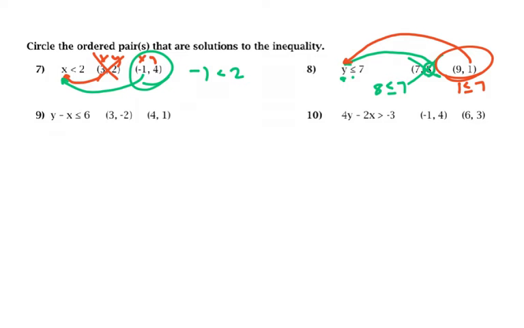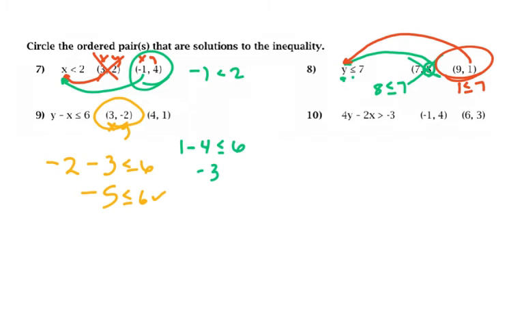Okay, when I have two variables, it's going to work the same, except I'm going to put in for both of them. So in place of y, I'm going to put -2, minus x. Is that a true statement? So that's -5 is less than or equal to 6. That's true. So this is a solution. Trying the next one, I'm going to say y, which is 1, minus x, which is 4, is less than or equal to 6. So that's -3 is less than or equal to 6. That is also true. So both of those are solutions.